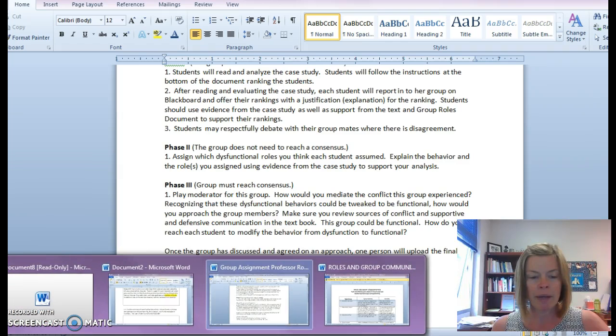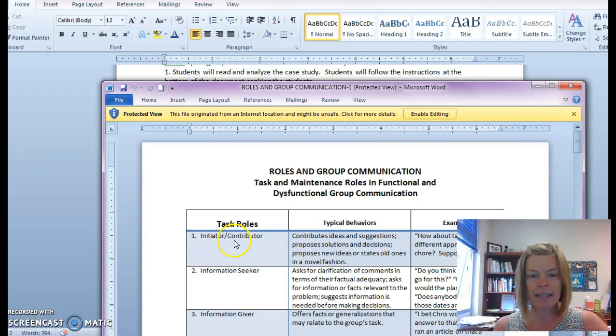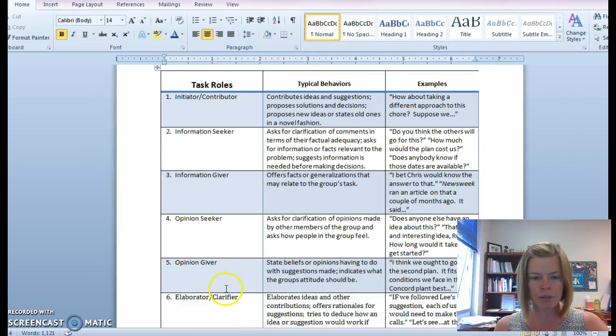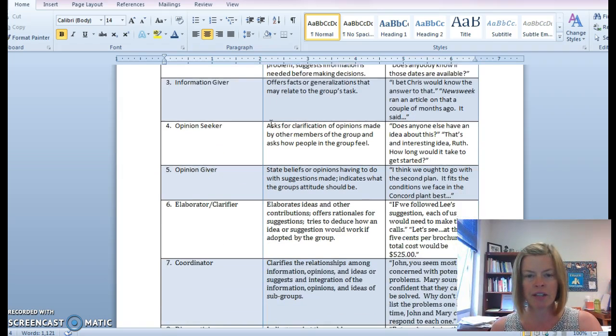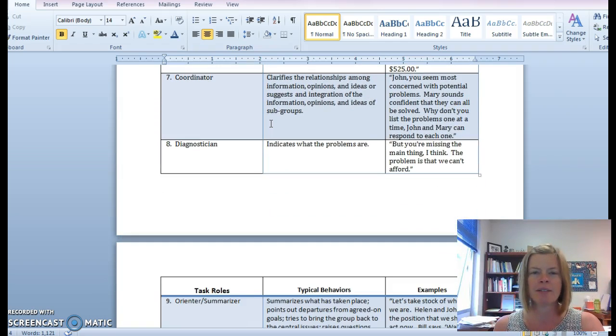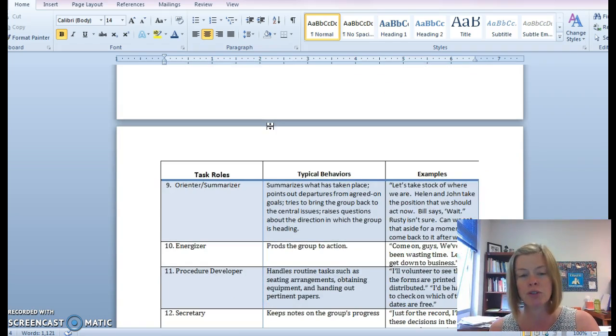Let me pop it up. Where do you find that? There is a link for roles in communication. All right, so we have task roles. You can see a lot of these were roles that are in your textbook. The reason I ask you to use this and not your textbook is this has more roles. There are more things to choose from.